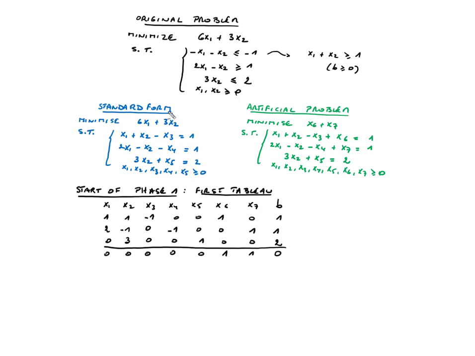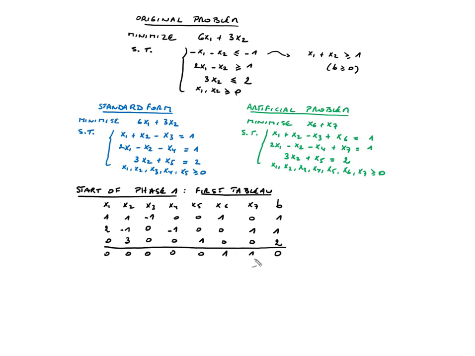And if this problem in standard form has an initial basic feasible solution, the solution of this artificial problem and the optimal solution will be one that involves x6 equal to 0 and x7 equal to 0, so the optimal cost will be 0. What we can do now is write this artificial problem, and this is then the start of phase 1, in a tableau, as you can see over here.